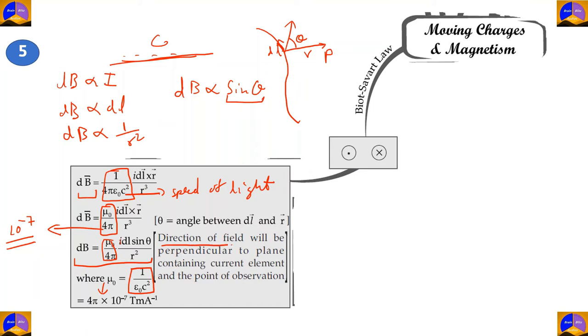It's important to note that the direction of the field will be perpendicular to the plane containing current element and the point of observation. So if all of this happens in a two-dimensional field, then the direction of the magnetic field itself will either point out of the paper or inside the paper. If we have a cross symbol like this, it means that the field is going towards the paper, going into it. And when there's a dot symbol, then the field lines are coming out of it. So that's the notation for the magnetic field's direction in Biot-Savart law.